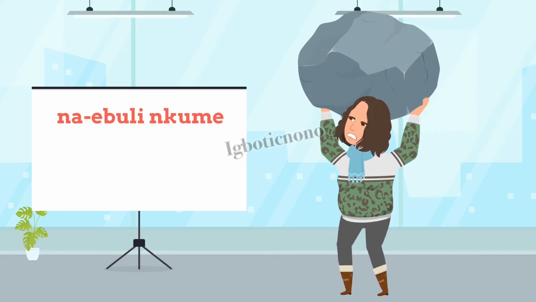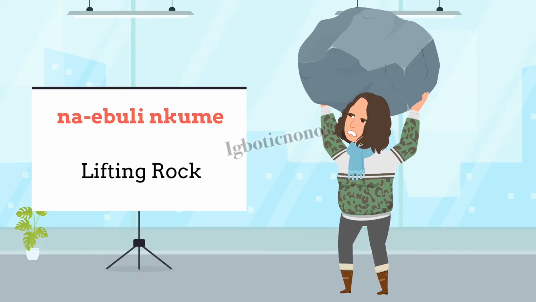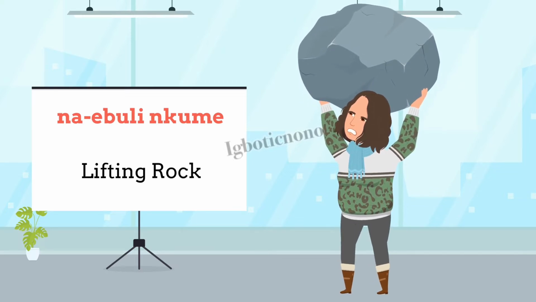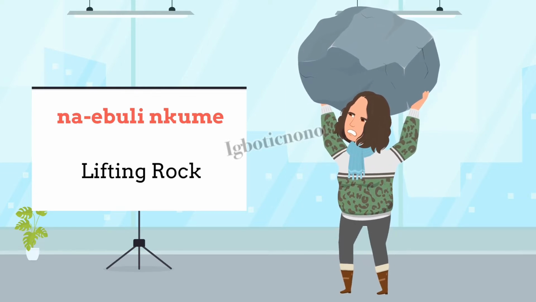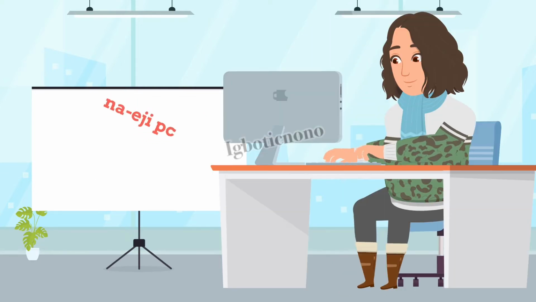Na ebuli nkume. Stone in Igbo language is nkume. So we're lifting it up. Lifting is na ebuli. So na ebuli nkume is lifting rock.